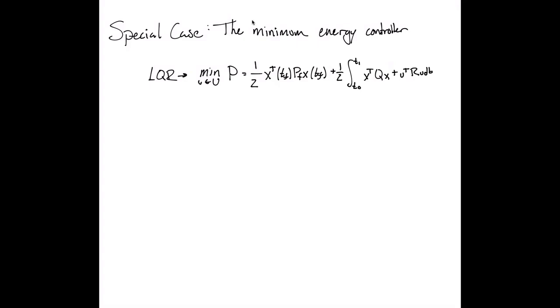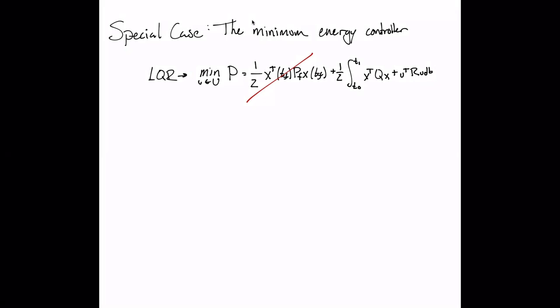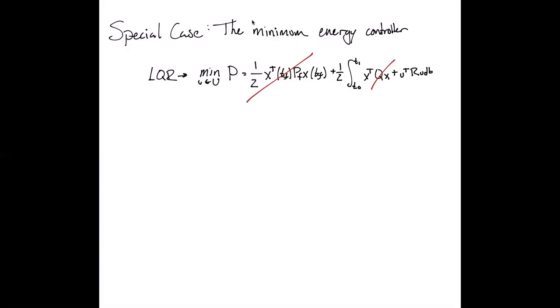So for minimum energy, the problem basically reduces to removing the conditions on the final. So we can remove the final cost, and we can remove this X on the cost to go. And then this will reduce to, let me pull up that.